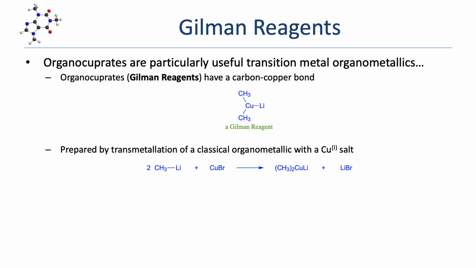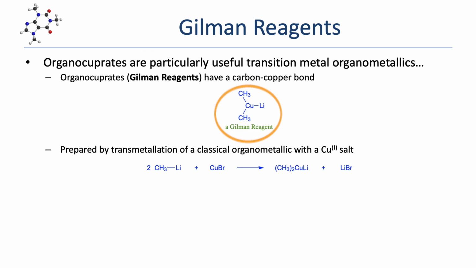Studying transition metal organometallics could quite literally take an entire lifetime. We're going to focus on one specific type of transition metal organometallic, specifically organocuprates, or Gilman reagents. As you would expect from the name, organocuprates have a carbon-copper bond. Here we see a typical dialkyl cuprate, or Gilman reagent. Simple Gilman reagents will have two alkyl groups bonded directly to the copper atom.